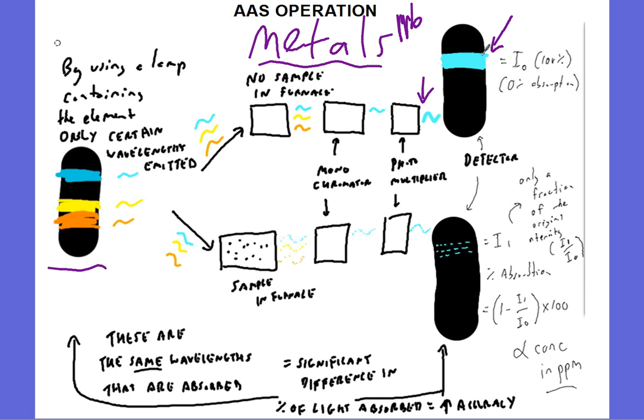Then we actually put the sample inside the AAS machine. What we do is we have a furnace here, and the sample is basically sucked up, turned into an aerosol or aspirated inside the furnace. The furnace is there to make sure it's completely vaporized, so the sample has only got atoms.